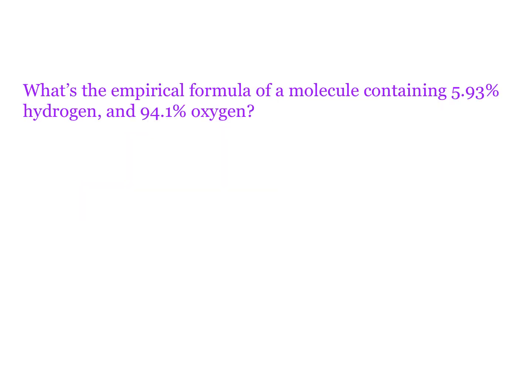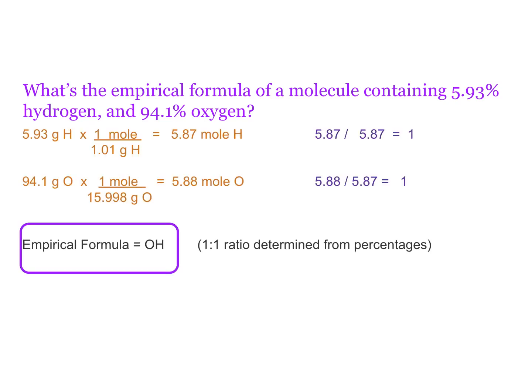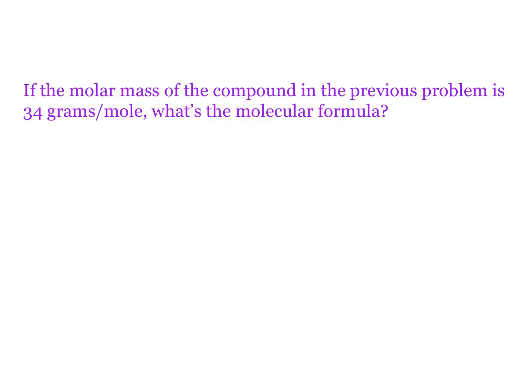All right, now I'm going to give you a second to try this one on your own. So these are going to be my answers here. You can see that first I calculated how many moles of hydrogen I have and how many moles of oxygen I have. Then I took my smallest amount of moles, which is 5.87, and I divided that into both of my moles. Then I realized that my empirical formula is going to be OH, which is just the ratio determined from my percentages, because I got 1 and 1 over here. Go ahead, take a second, and try to solve this one.